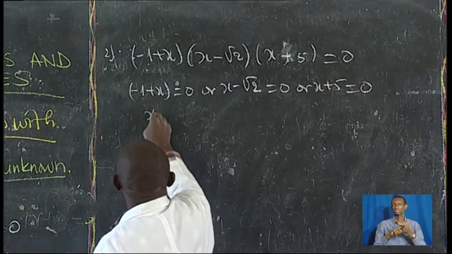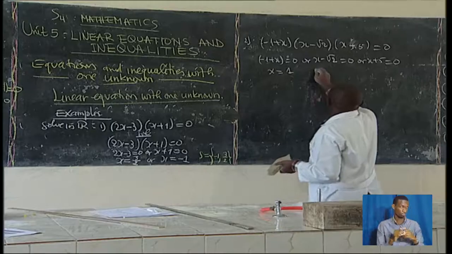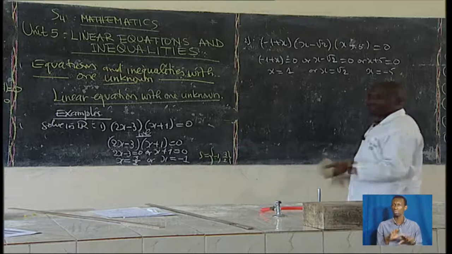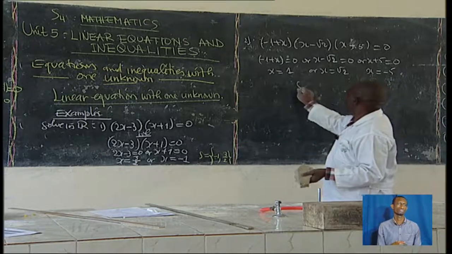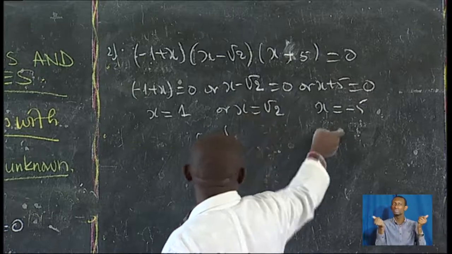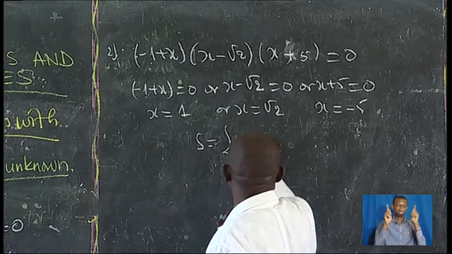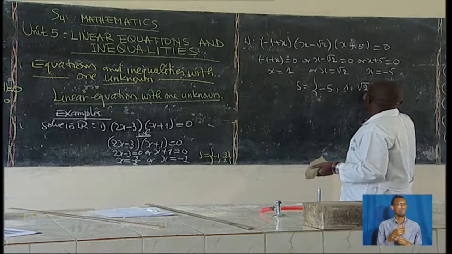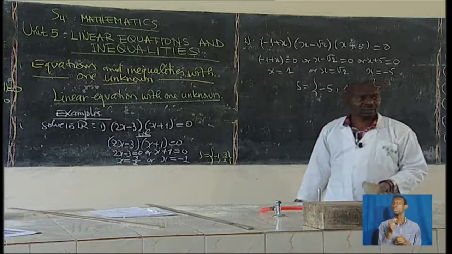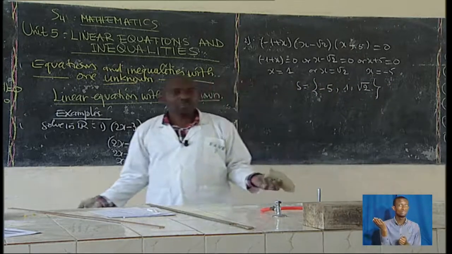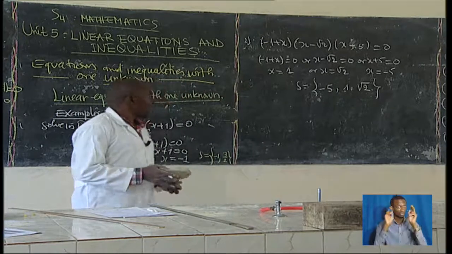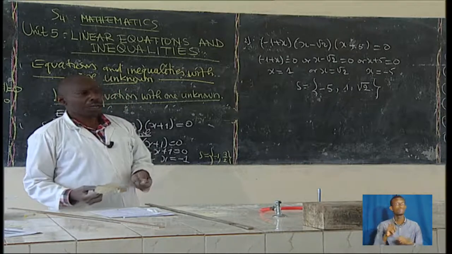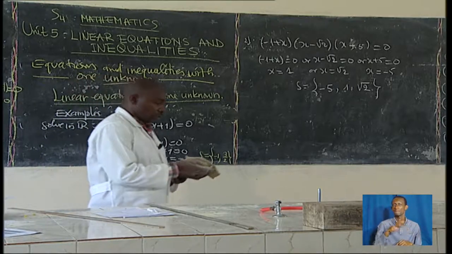Here x is equal to 1, or x equals square root of 2, and here x is equal to minus 5. Finally, the set of solution, you list all these numbers, starting with the smallest: minus 5, 1, and you end by square root of 2. You are done. Difficult? No. Okay.